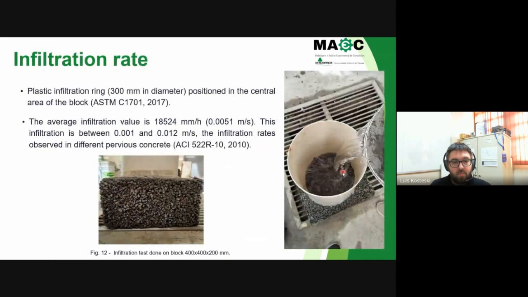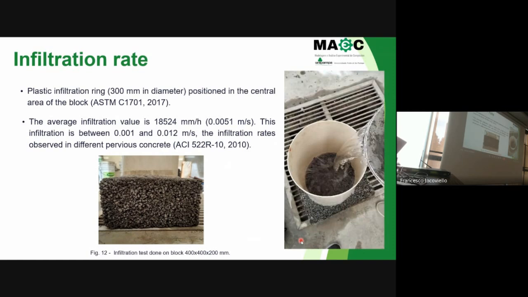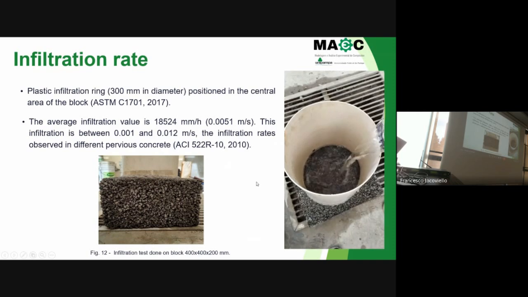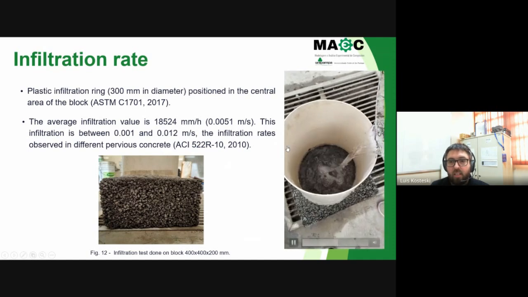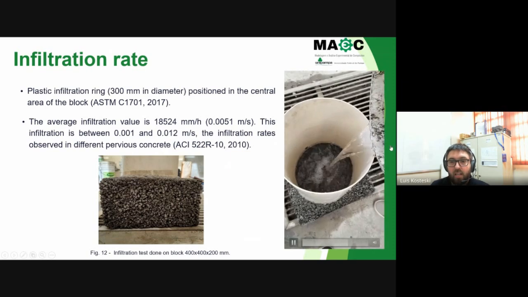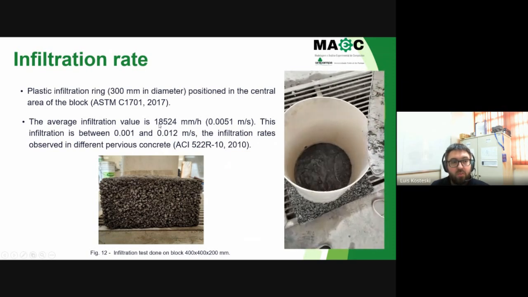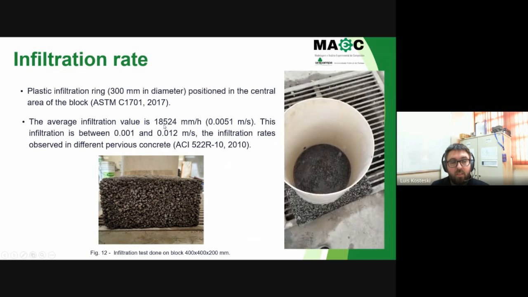This is the infiltration rate. We can see that this material has an infiltration rate of 1800 millimeters per hour. Then it is a good pervious concrete in this regard.